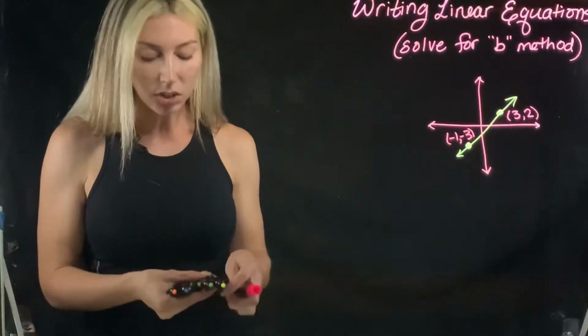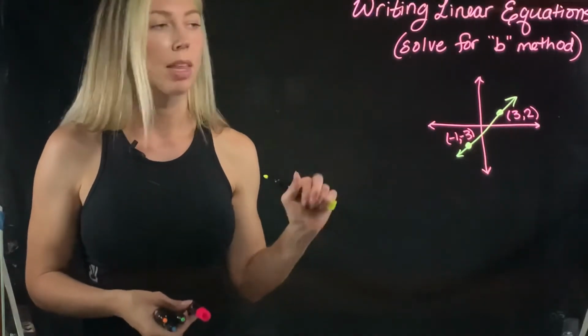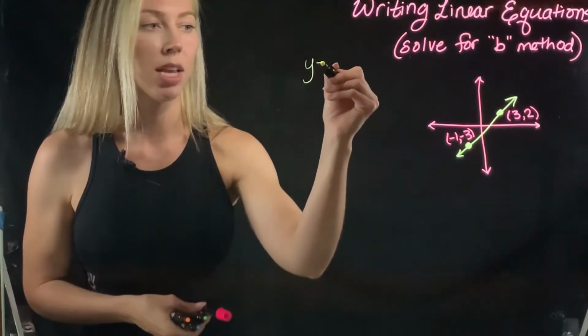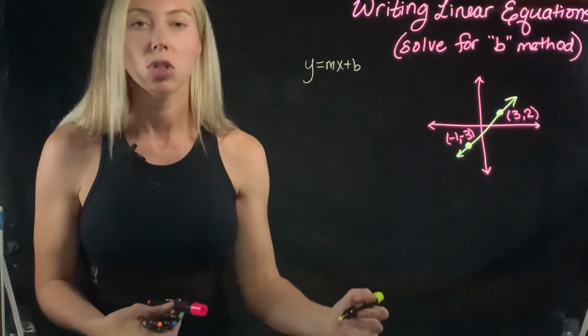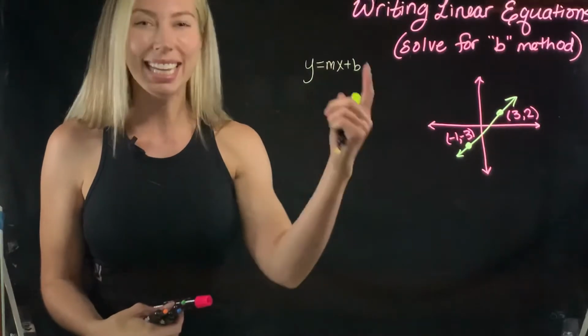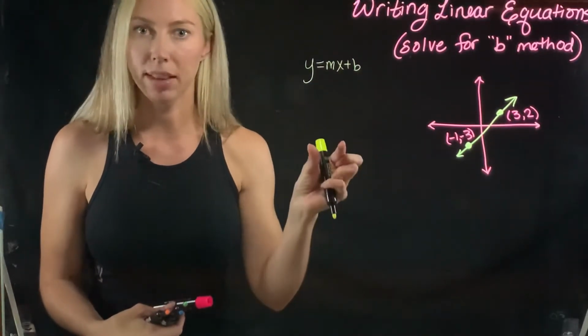So the slope-intercept form of a line is typically the equation they want you to write. And I'm sure you remember from Algebra 1 that slope-intercept is y equals mx plus b. So the reason why this is called the solve for b method is because we can usually find the slope, but it's the y-intercept that can be a little more tricky.